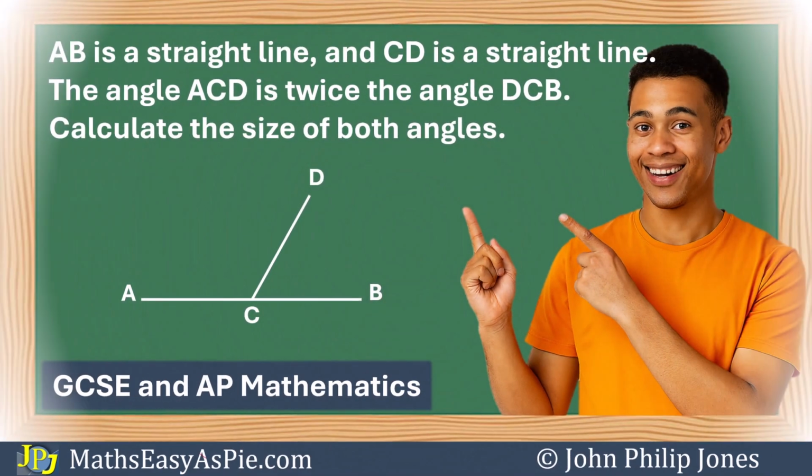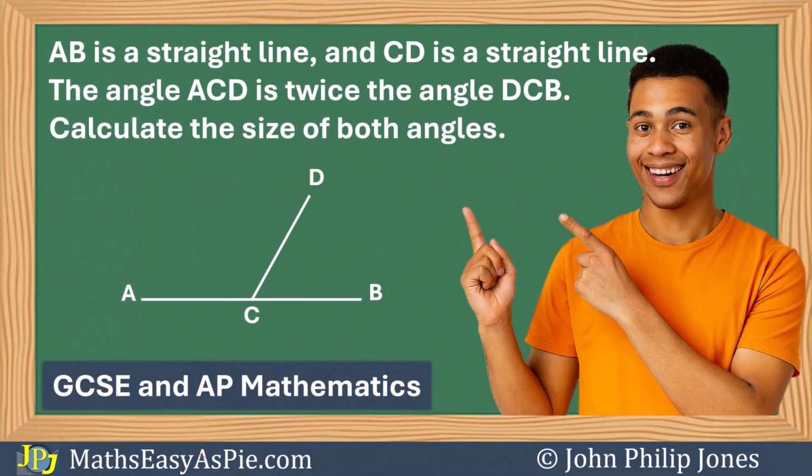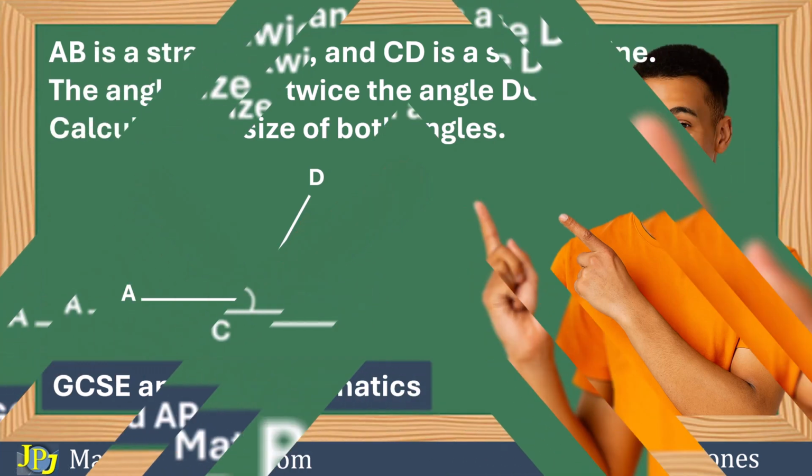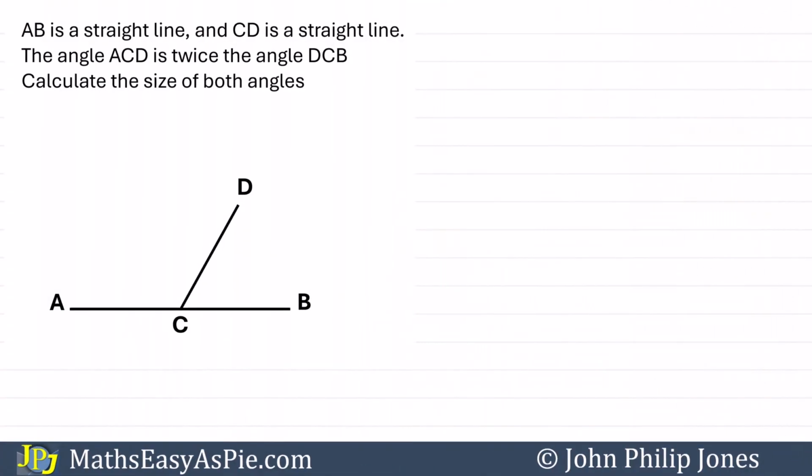We're going to have a go at solving this problem using ratios. AB is a straight line and CD is a straight line. The angle ACD is twice the angle DCB. Calculate the size of both angles. Moving on to the next slide.